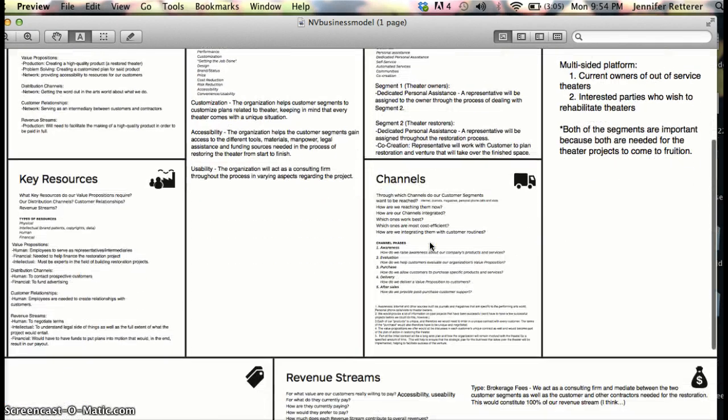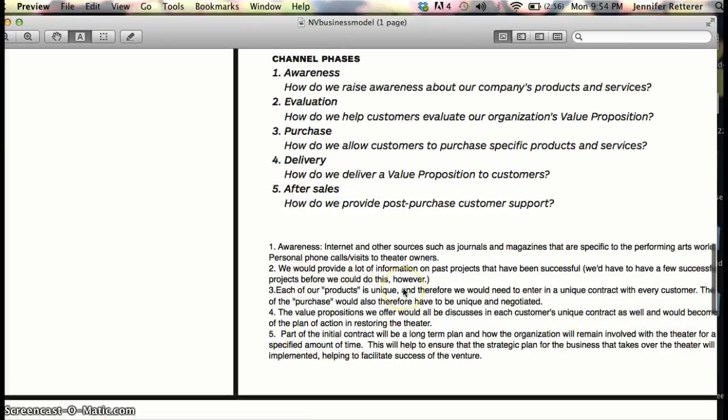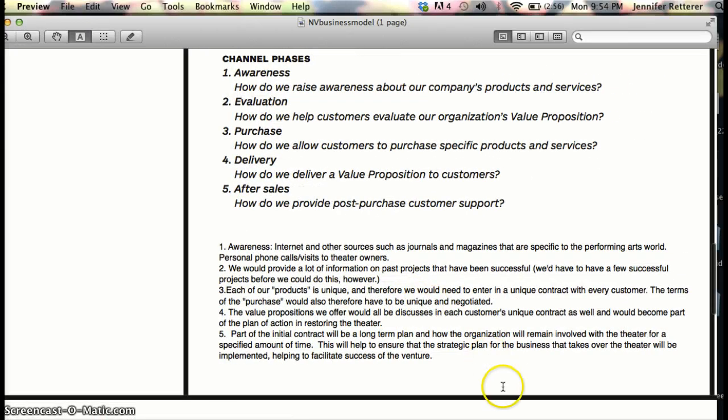Moving on to channels. Going through the channel phases, I sort of laid that out here. For awareness, how we raise awareness about our company's products and services, I said the internet and other sources such as journals and magazines that are specific to the performing arts world. And I also think that we would be making personal phone calls or visits to theater owners to get them interested in partnering with us on a project, so that we could help them do something more meaningful with this space that they own that isn't being used.